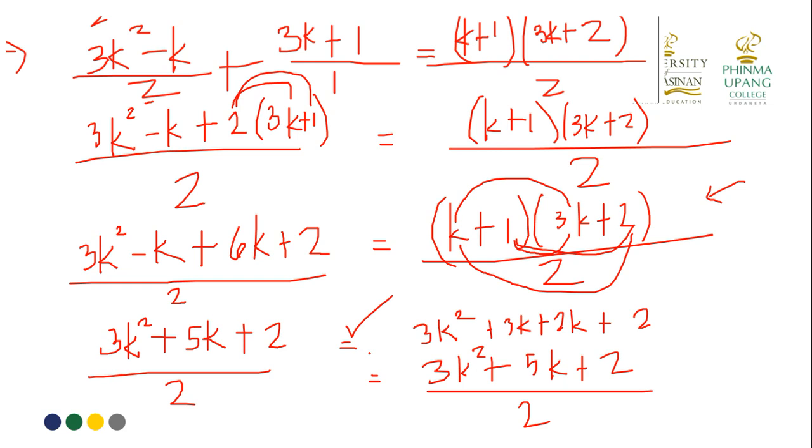Pwede ganyan sa exam, sir. Left side. What is negative 1k? This is imaginary 1 for the leading coefficient of negative 1k. I mean, the coefficient of k is imaginary 1. And this is 6k. That's why the answer is 5k. Gets ko na po.